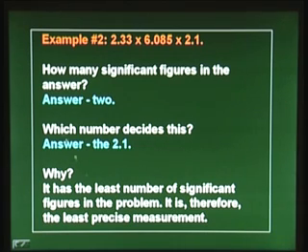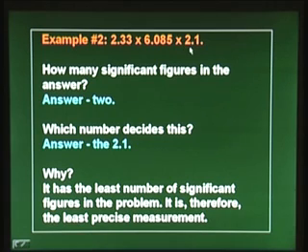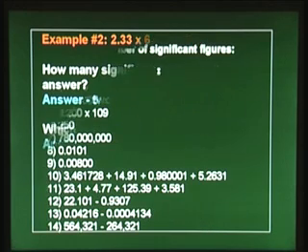So this slide makes it very clear that if I give a computation like this and you ask how many significant figures, you say 2. Which number decides it? 2.1. Why? Because that has the least number of significant figures, and that's the least precise measurement. If I had written it as 2.10 here, I would say that this computation will give me a number which has 3 significant figures. So I hope that's clear now.